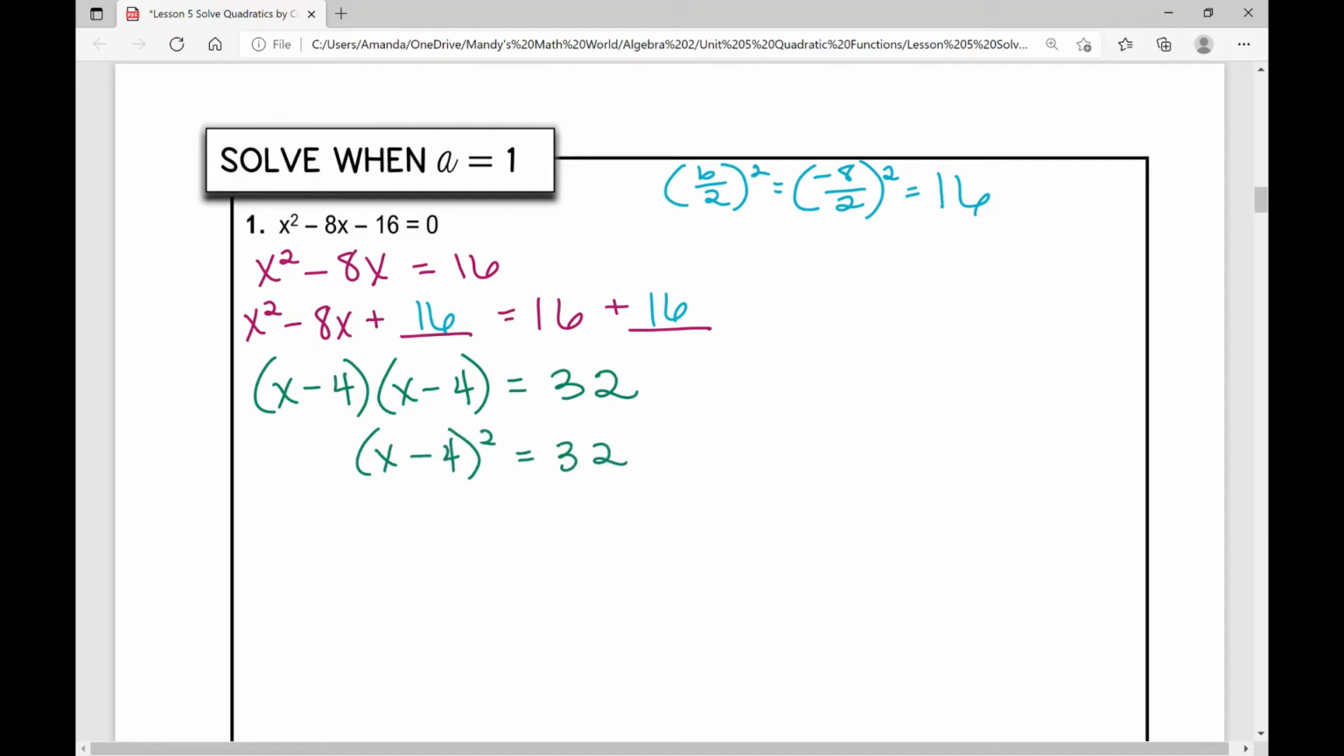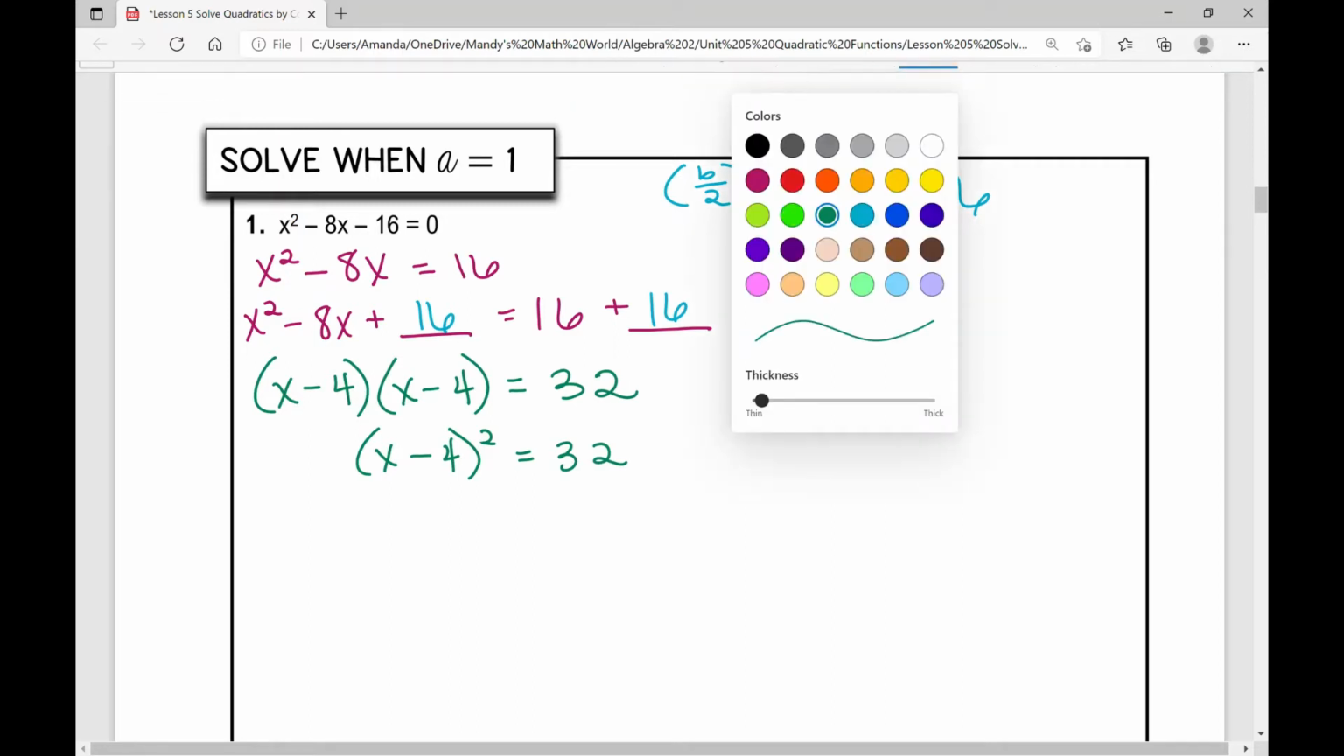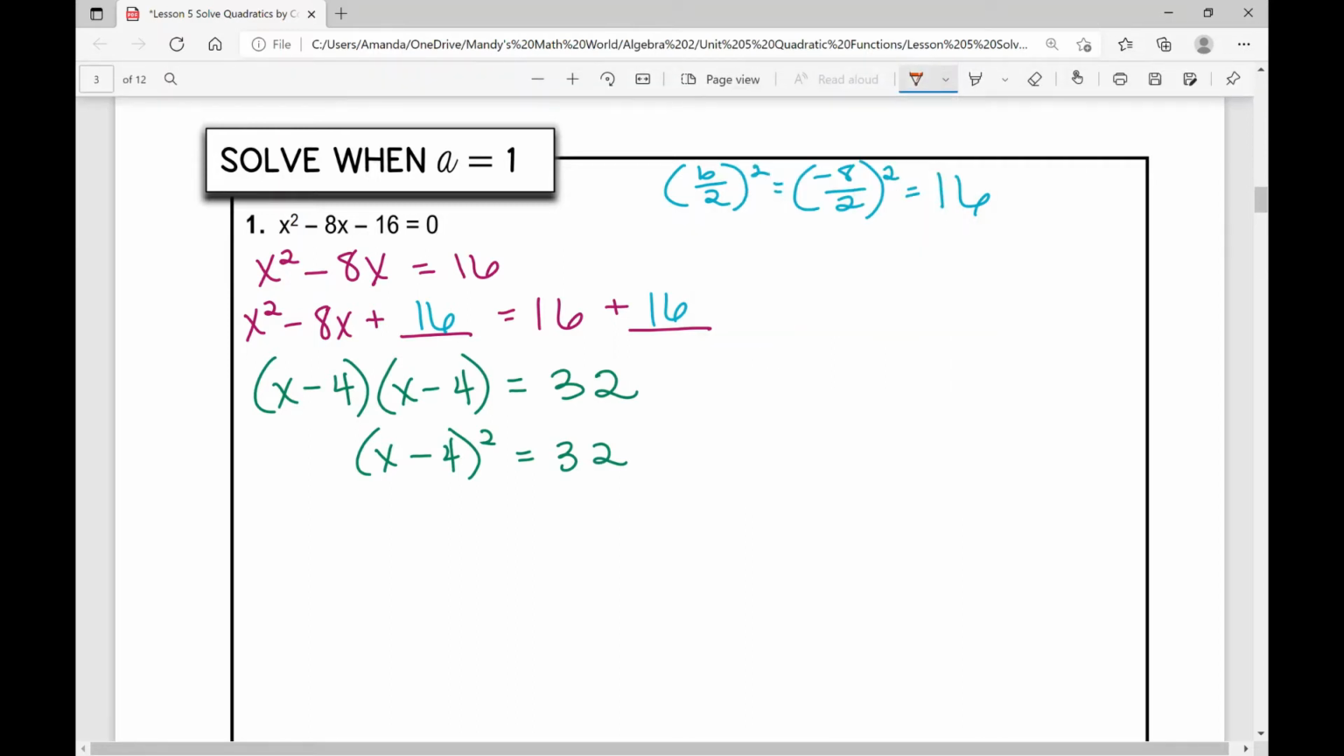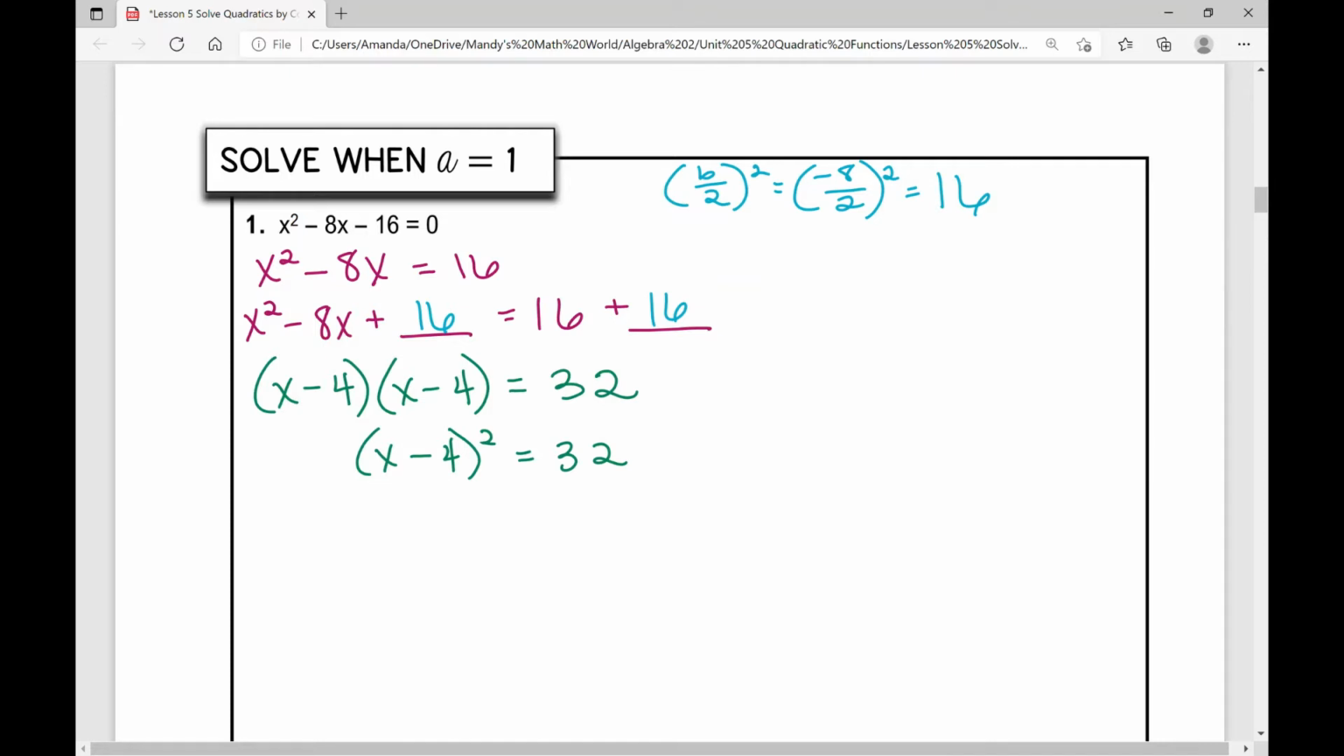And now we're back to where we want to get rid of that square, that 2. How do I undo that raising x minus 4 to the power of 2? I take the square root. What I do to one side, I have to do to the other. And I'm left with x minus 4 equals positive or negative square root of 32. Square root of 32 is not a perfect square. So we actually need to simplify this.